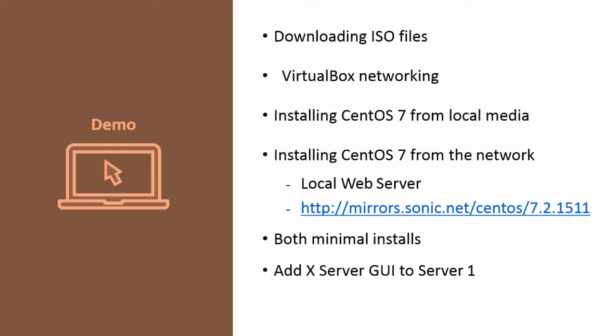But we're going to be doing that through server 1. So we're going to have server 1, which will have the GUI, and we're going to have server 2 that will be command line only. It's more important for server 1 that we have the GUI, but we will be adding in the VirtualBox guest additions, drivers and services for our VirtualBox, that we can add in.